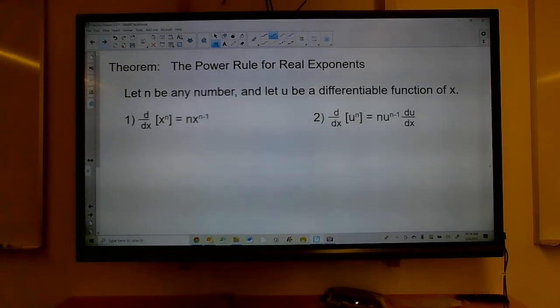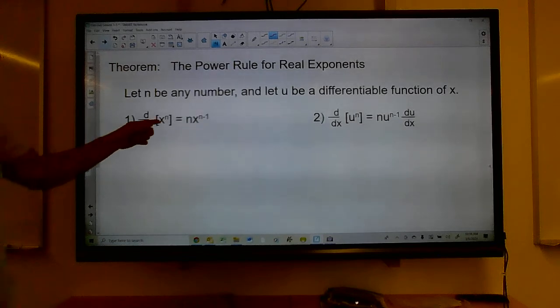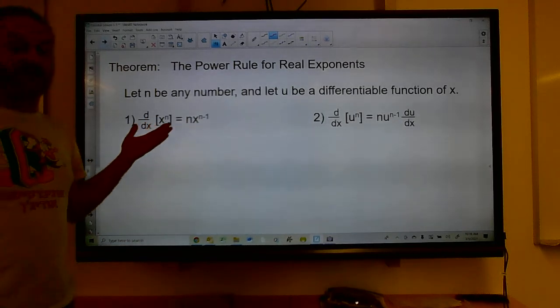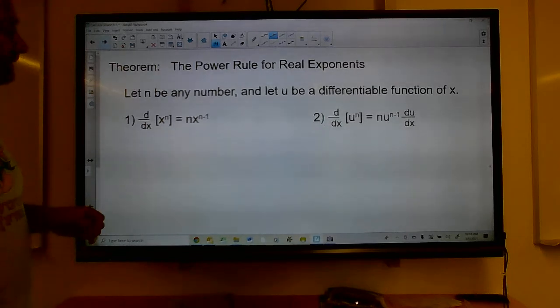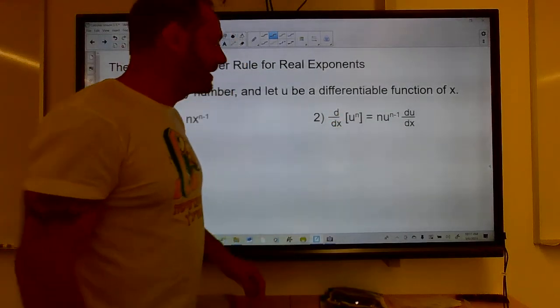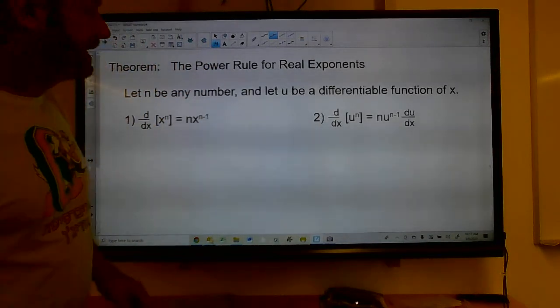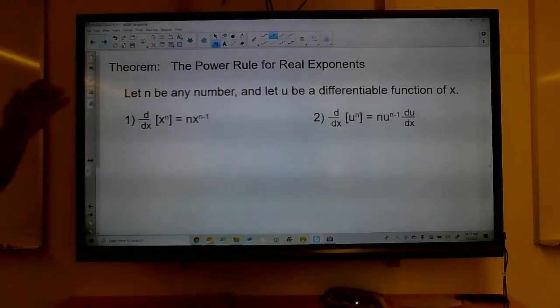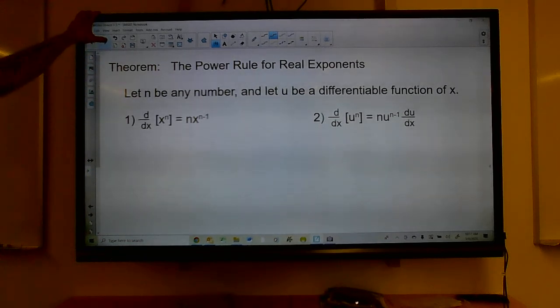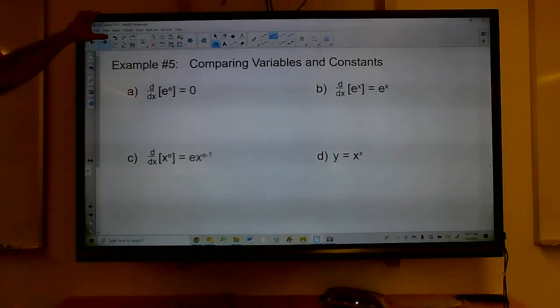The power rule: the derivative of x to the n is n times x to the n minus 1. We've been doing this since almost the beginning of the year. The derivative with respect to x of u to the n is n times u to the n minus 1 times du dx. So remember this. This is a real simple formula that you've used all year. So let's look at some of these.